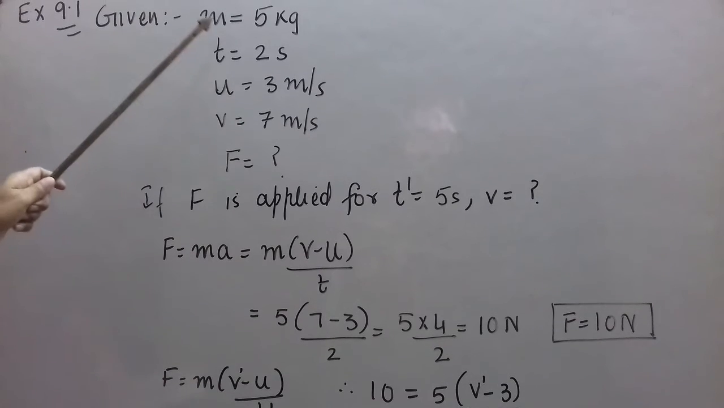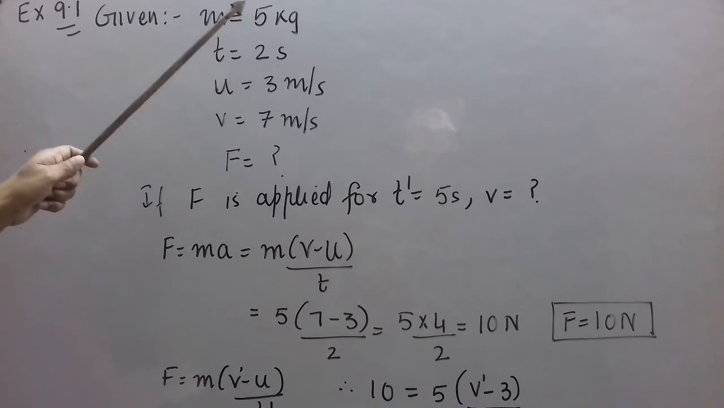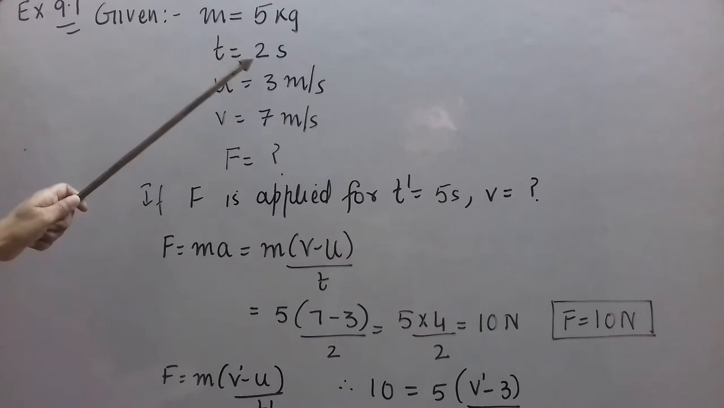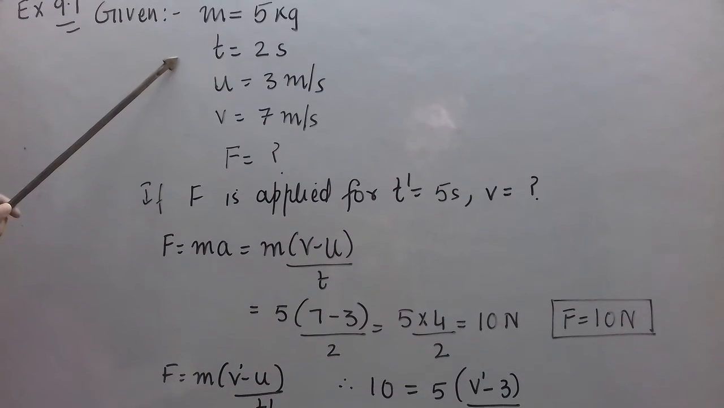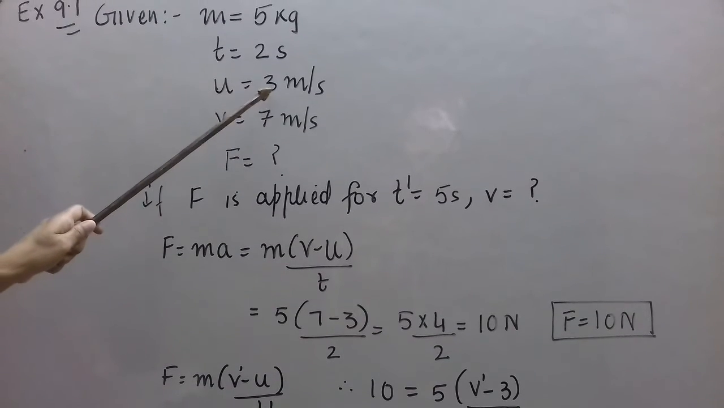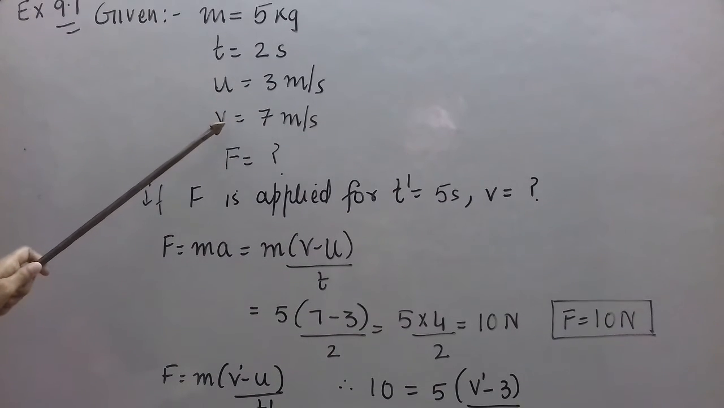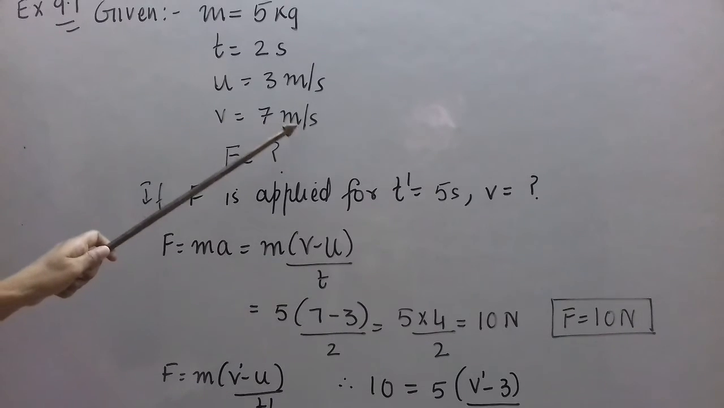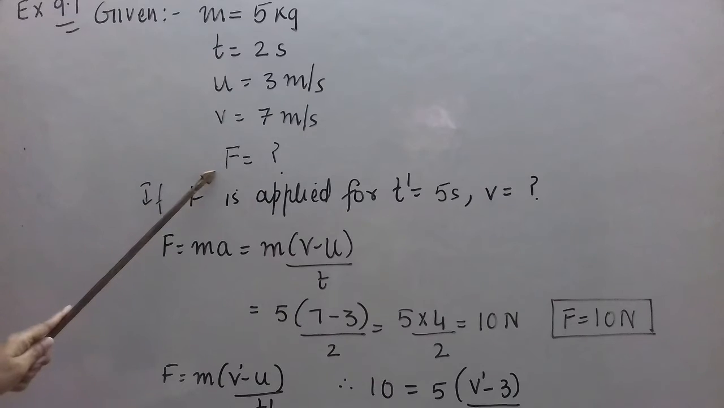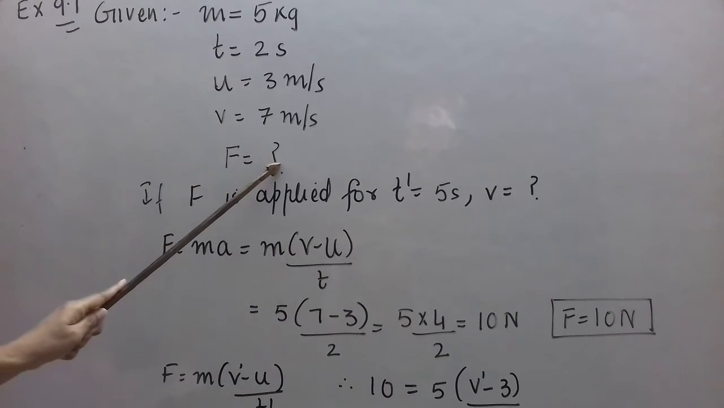So, given mass m is 5 kg. For a duration of 2 seconds, time t is 2 seconds, it increases the object's velocity from 3 meter per second to 7 meter per second. So u is 3 meter per second and final velocity v is 7 meter per second. What you have to do is find the magnitude of the force applied. So F you have to find out.